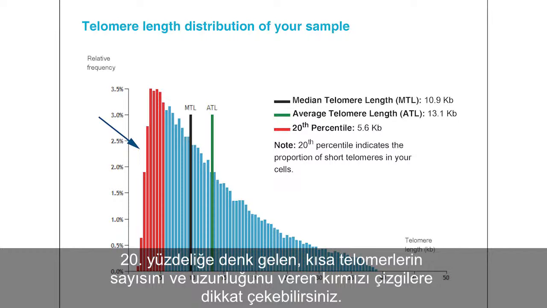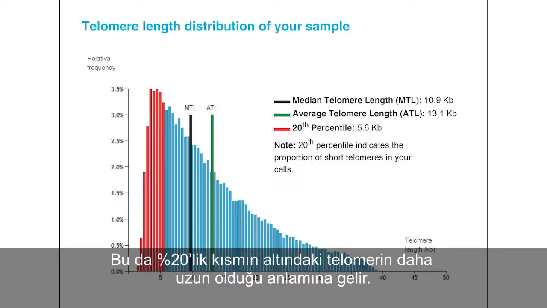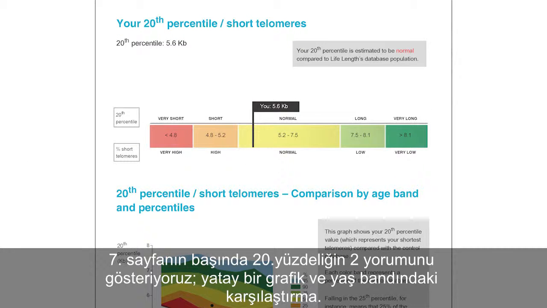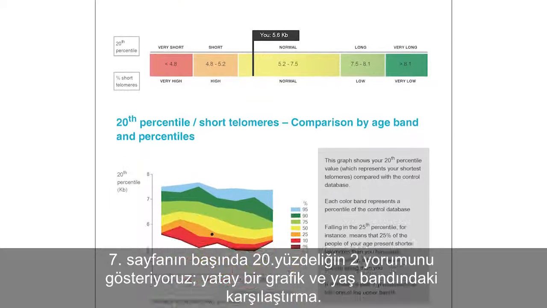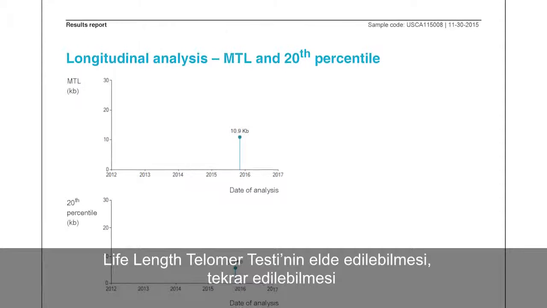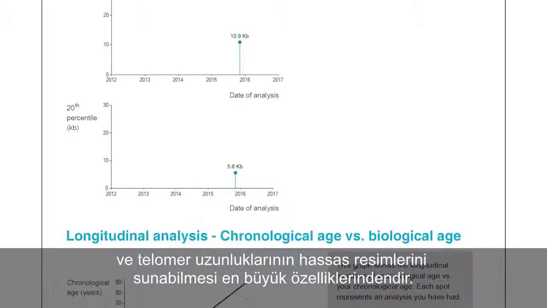These describe the numbers and length of their shortest 20th percentile telomeres. A better result is to have a larger percentage representation of red bars, meaning that in that bottom 20%, the telomeres are of longer length. Conversely, if there are fewer red bars, this indicates that the bottom 20% is more represented by critically short telomeres. On the top of page 7, we provide 2 additional views of the 20th percentile, a horizontal graph and a comparison by age band. One of the main values of LifeLength's telomere testing is that it provides an accurate, reproducible, and sensitive picture of telomere length.